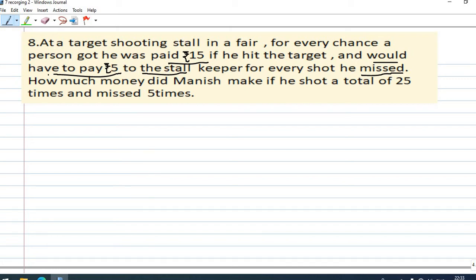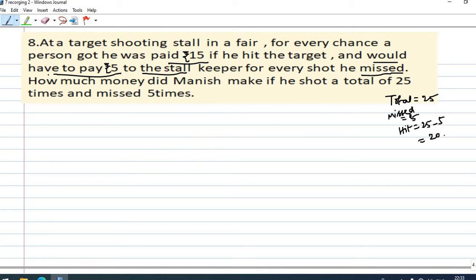Can you understand? The total is 25 and missed is 5. So hit is equal to 25 minus 5, which is 20 times. So the first step, I have to multiply 20 with 15. Next, what I have to do? This 5 with the missed chances. Listen children, 20 with 15 I am going to multiply, and missing what?